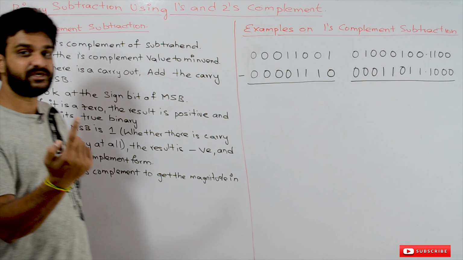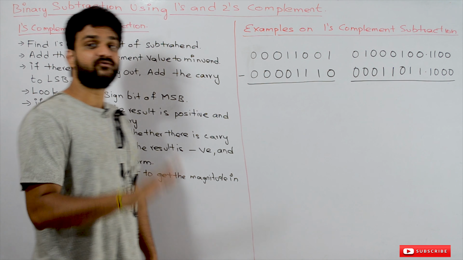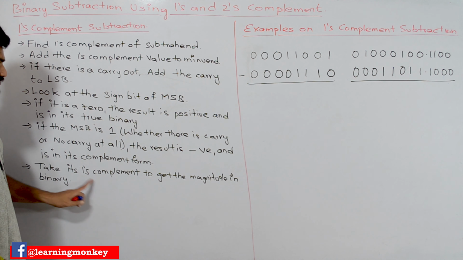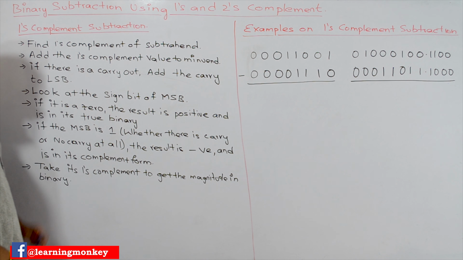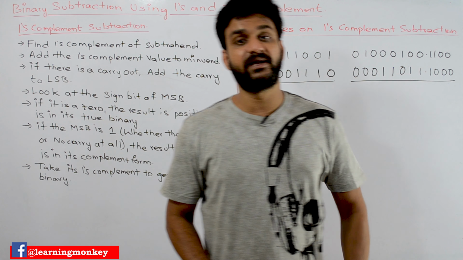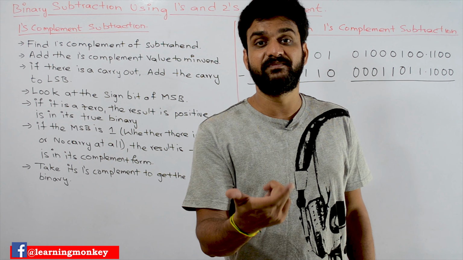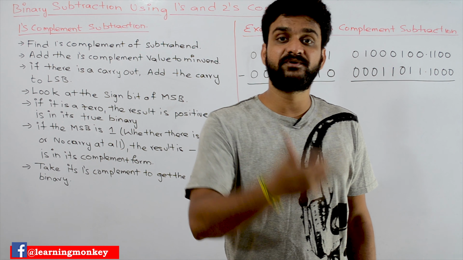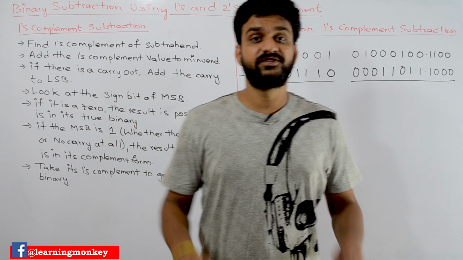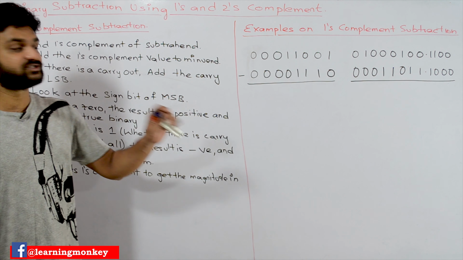So if the MSB is 1, it means it is a negative number and it is in its complement form. Now, to get the magnitude of the number, take its ones complement to get the magnitude in binary. In order to get the value of the result, we have to find the ones complement. Finding the ones complement of the result gives the magnitude in binary. These are the steps involved in binary subtraction using ones complement.